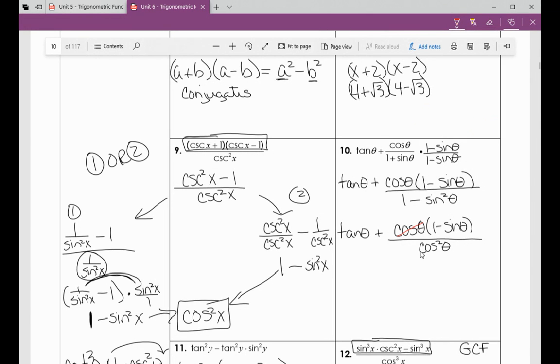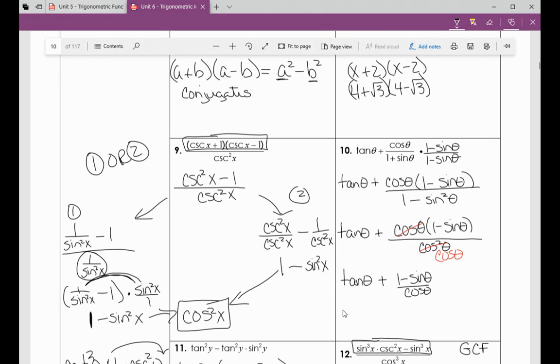This cosine will reduce that one down. Do y'all agree? So now I'm down to tangent theta plus 1 minus sine theta over cosine. I now have a monomial denominator, which will allow me to split this fraction.